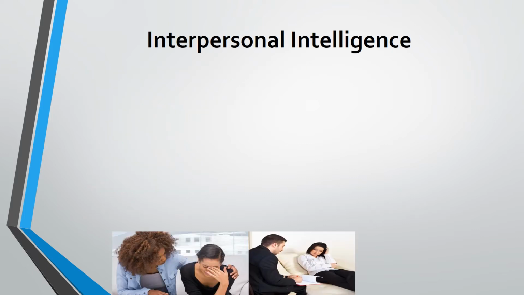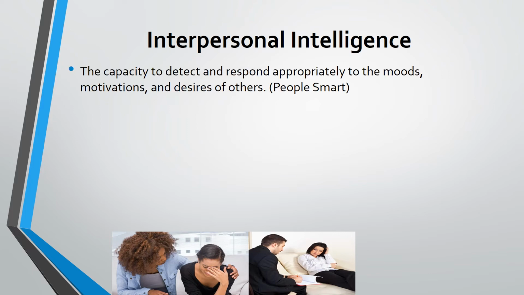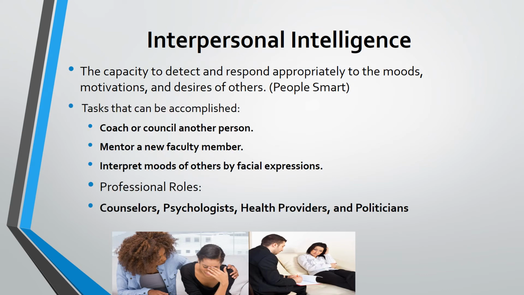Now we're going to be talking about interpersonal intelligence. This is the capacity to detect and respond appropriately to the moods, motivations, and desires of others. We consider these people people smart. Tasks that they can accomplish: coaching or counseling another person, mentoring a new faculty member, interpreting moods of others by facial expressions. Some of the professional roles we might see people in with this type of intelligence would be counselors, psychologists, health providers, and even politicians.